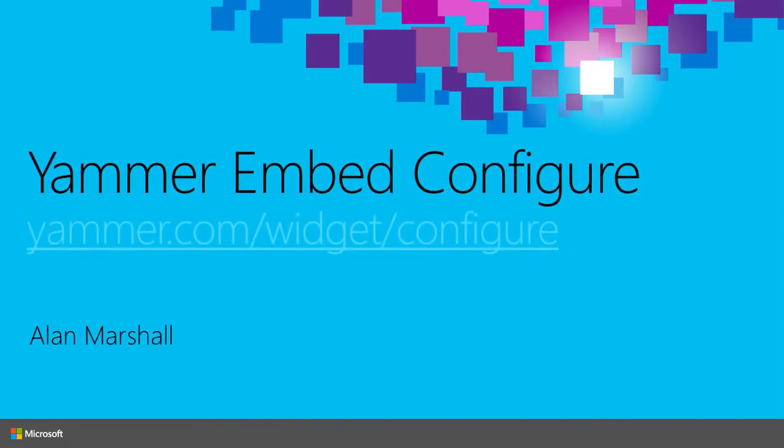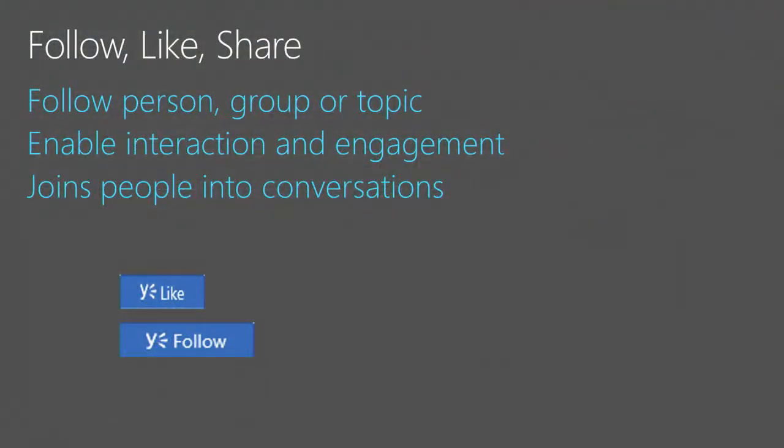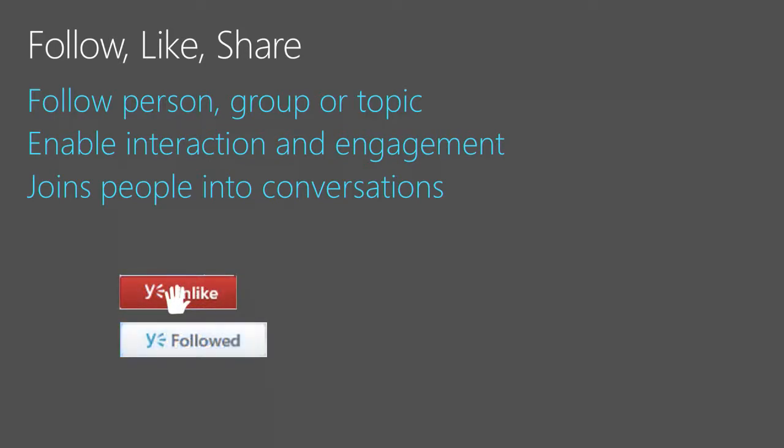So the other thing I showed you was that embed configure, and we went through these like buttons, which enable you just to like the article you're on, or follow that article. So follow essentially just means anytime someone posts something in here, I want to be notified. But it doesn't do much different from like, except that you didn't like it, but you're following it, which is kind of a reasonable thing that you don't get in Facebook.